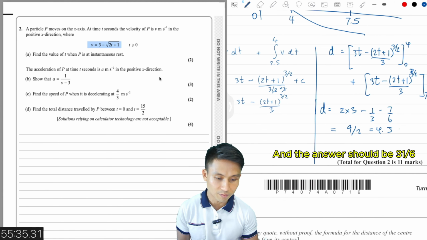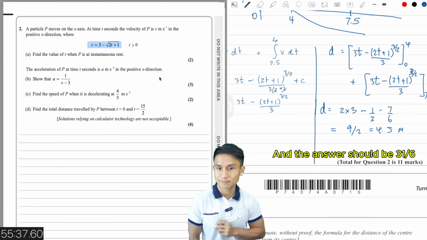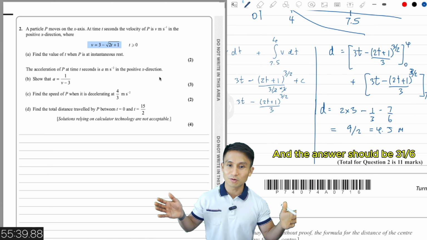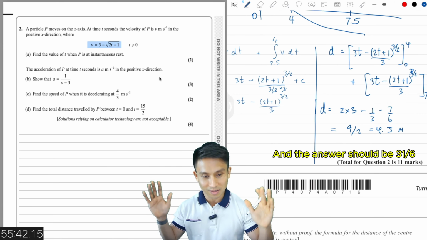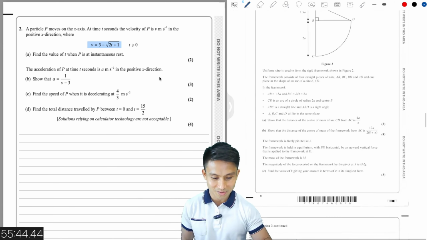Or 4.5 meters, right? Meters, yeah. Okay. I might have done the arithmetic wrong there, but there you go. That's the method. Okay. Yep, let's go to the next one.